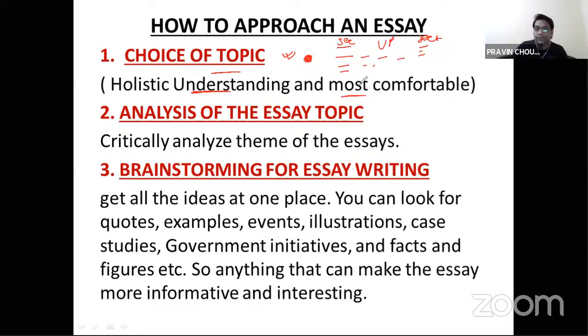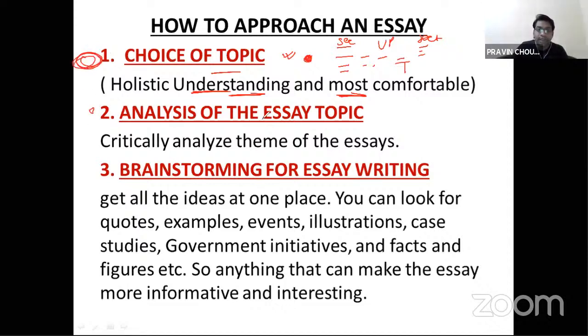If you have very little content, very few stories, very few case studies with which you can explain terrorism properly in our country, then you will suffer. In the middle of your essay you will get stuck and no ideas will be generated in your mind. That will be time consuming. So first of all, you have to understand the topic properly and think whether you are most comfortable with the particular topic. So choice of a topic is very, very important.